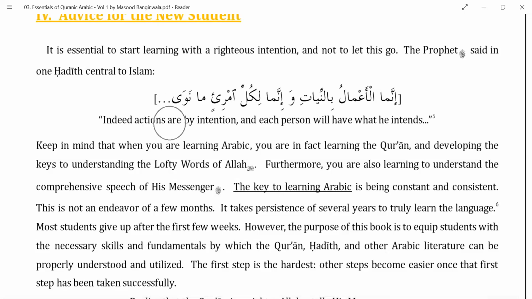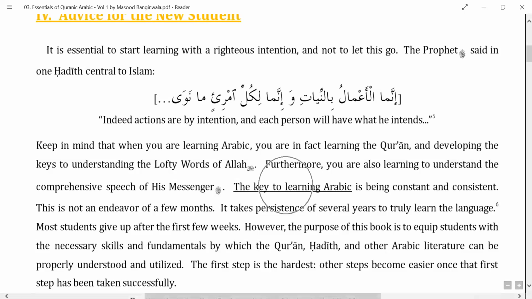إنما الأعمال بالنيات وإنما لكل امرئ ما نوى. Indeed, actions are by intention, and each person will have what he intends. So you should always have a righteous intention when you're starting to learn, and don't let this go. When you're learning Arabic, in fact, what you're learning is you're learning the Quran. You're developing the key so that it will help you to understand the words of Allah subhanahu wa ta'ala.